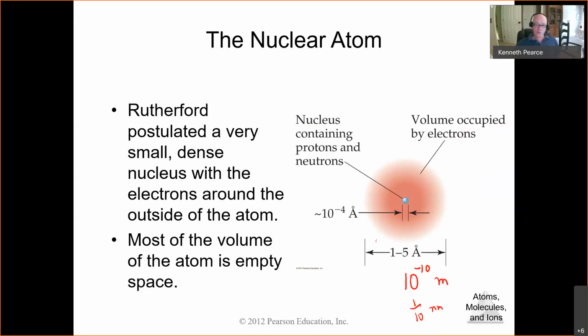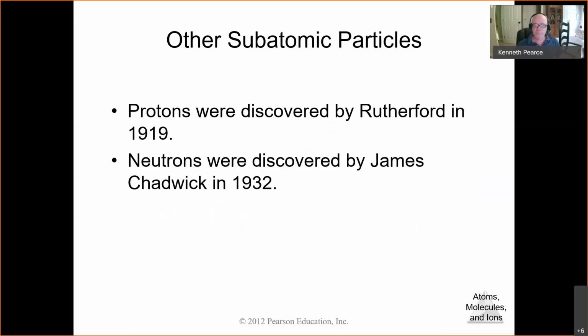It's 10 to the minus fourth. So it's a factor of 10,000 smaller than the actual volume occupied by the atoms. Okay, so that's the current general model of what atoms are, as a small dense nucleus in the middle surrounded by electrons. All right, protons were discovered in 1919.